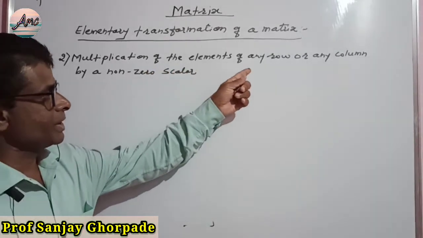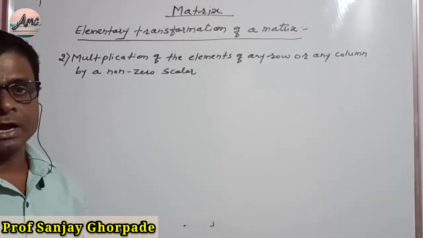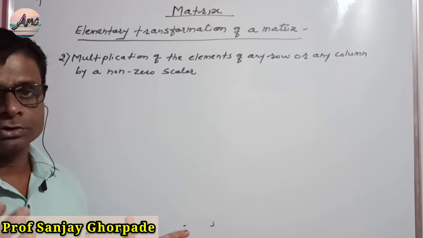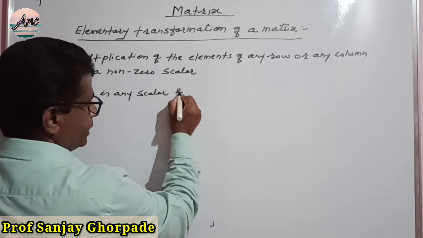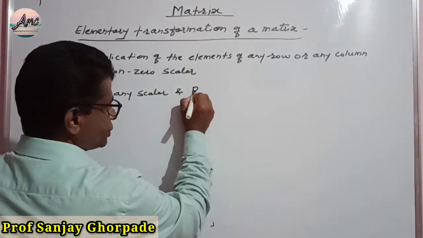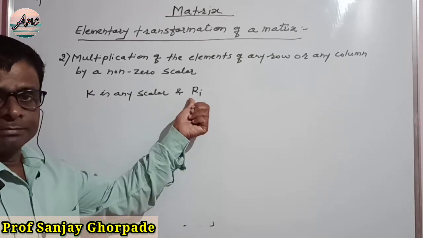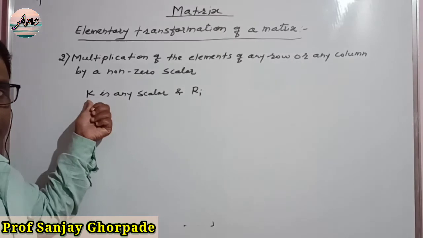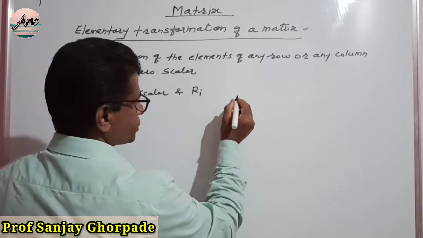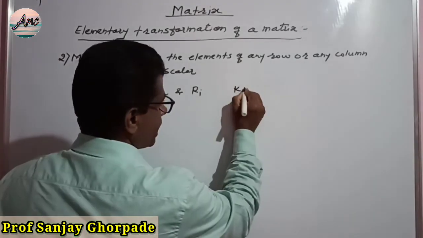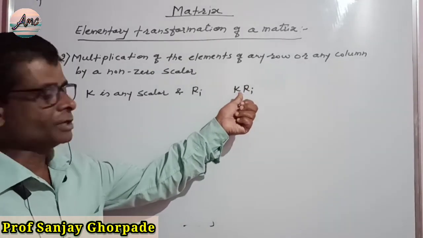Then the next operation is multiplication of the elements of any row or any column by a non-zero scalar. Scalar means any constant, non-zero constant number. K is any scalar. And if I consider the ith row, then each element of the ith row is multiplied by a constant K. This transformation can be represented by K into Ri.